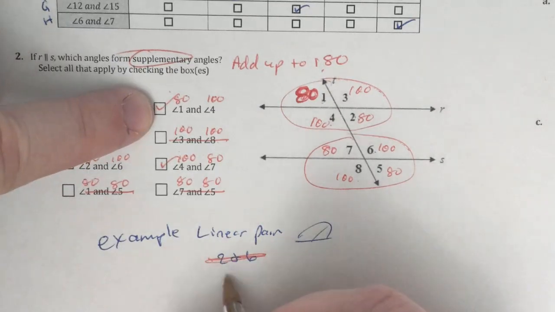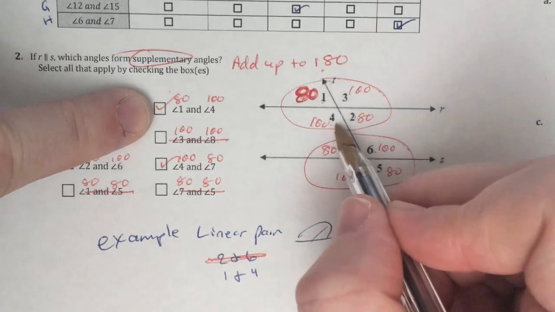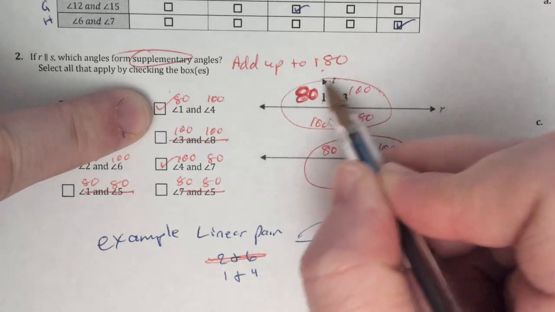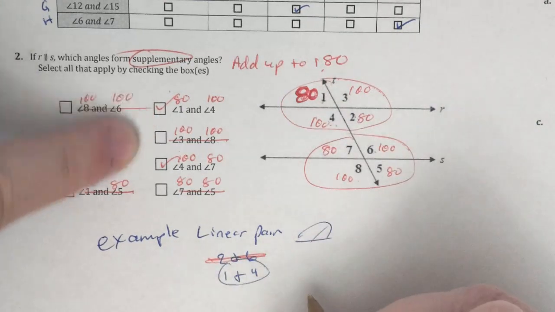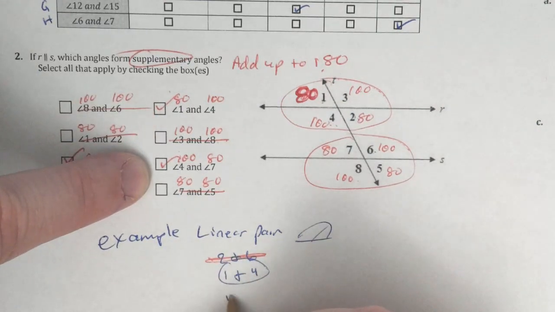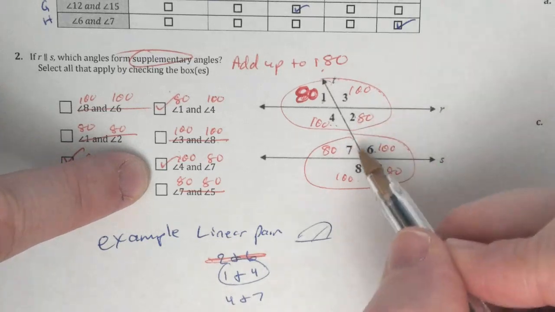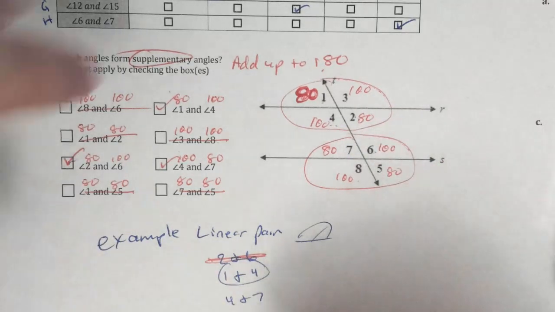How about 1 and 4? 1 and 4, yes, together they make a rainbow of a straight line, so that does work. And then how about if I said 4 and 7? 4 and 7, that would not work.